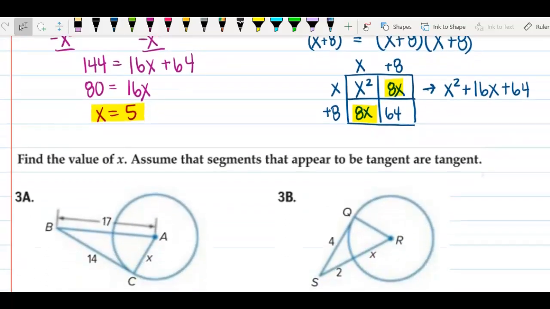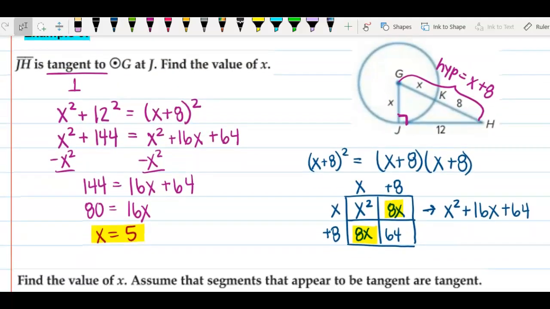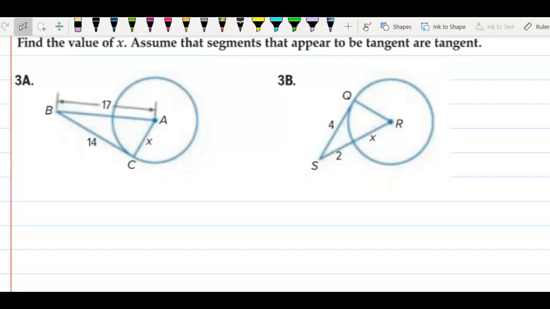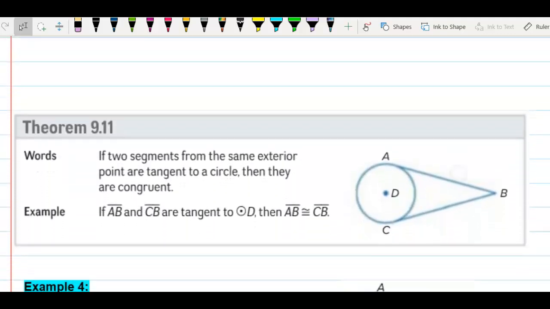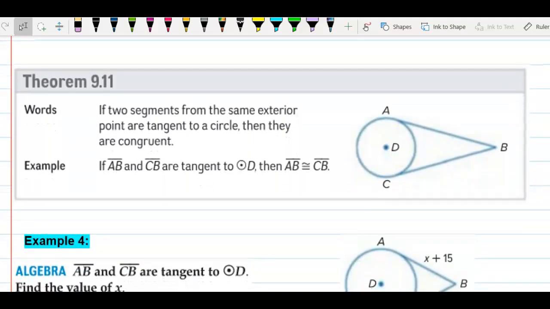There's another couple examples here, so if we need to do another example in class, I would be happy to do that for you. Okay, we have 2 more things to go over in this video.